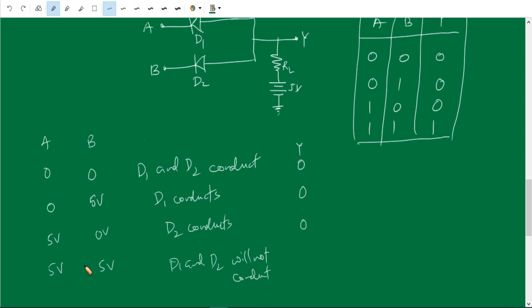Therefore, since they do not conduct, there is no current flowing through the load resistance, so there is no voltage drop across the load resistance. So there will be all the 5 voltage at the output Y, because no current flows through this load resistance. This is the last input combination, 1 1, the output is 1, 5 voltage means 1. Okay, this is how an AND gate works.